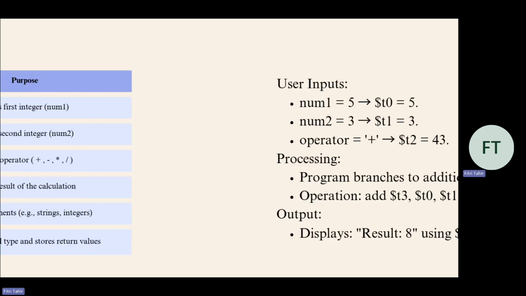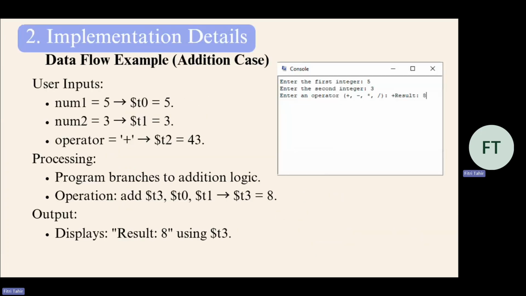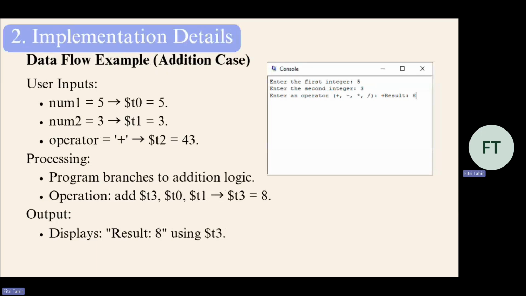As you can see on the screen, you can see the example for the output. In this case, we use the addition case. So the user will input the first integer, which is 5. It will be stored into the T0. And the second integer, the user will input 3. It will be stored into T1. And then the system will ask the user to choose the operator, which is add. And the operator will be stored into T2. It will add 5 and 3. And it will show the answer, which is 8.